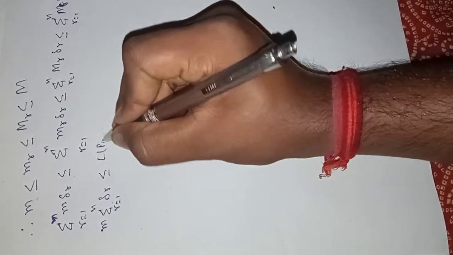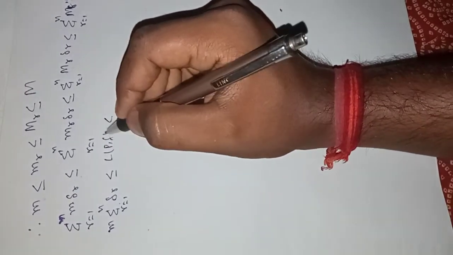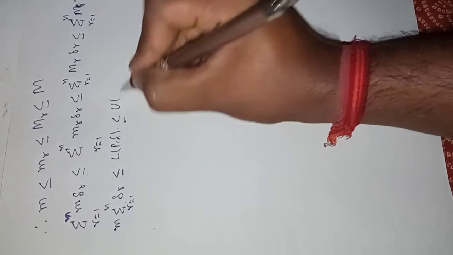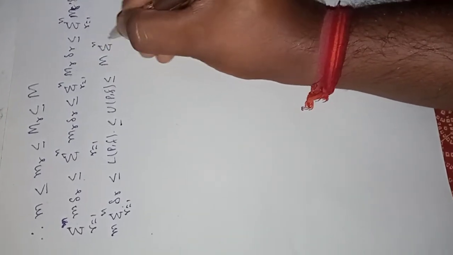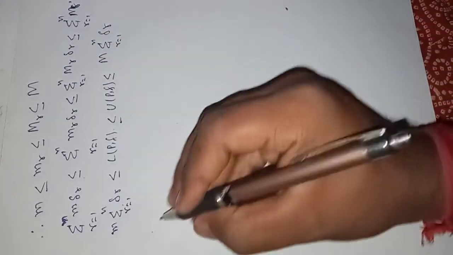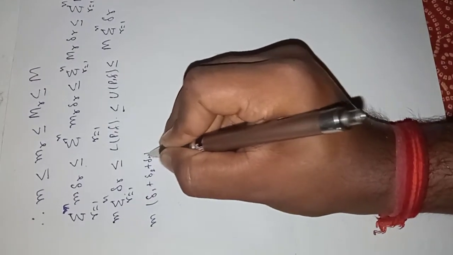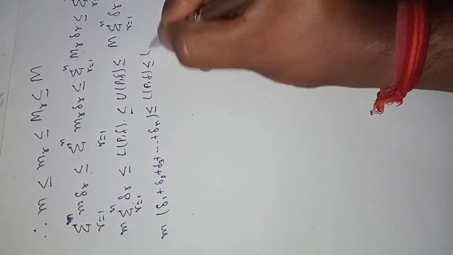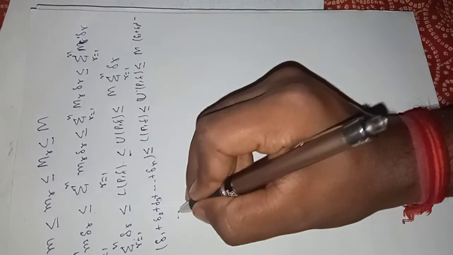Therefore m times summation of del r less than or equal to LPF, which is summation of m r del r, less than or equal to UPF, which is summation of capital M r del r, less than or equal to capital M times summation of del r, where summation of del r is del 1 plus del 2 plus del 3 plus ... plus del n.